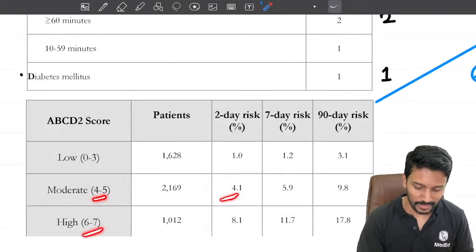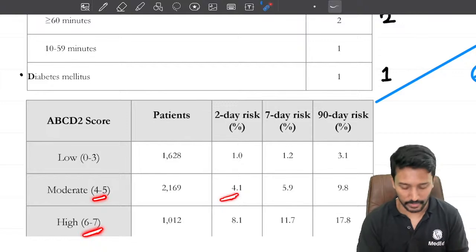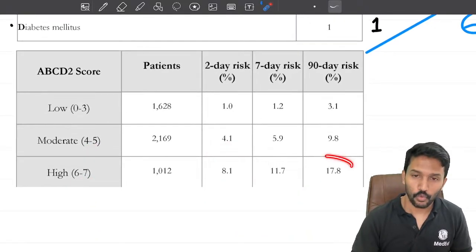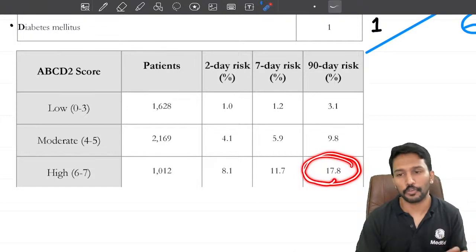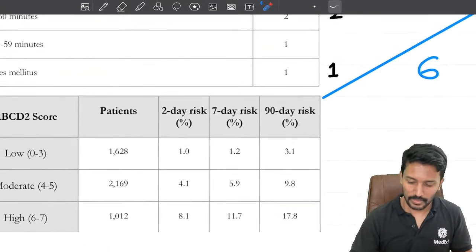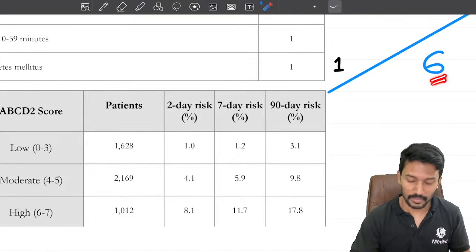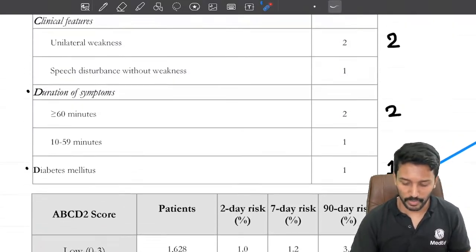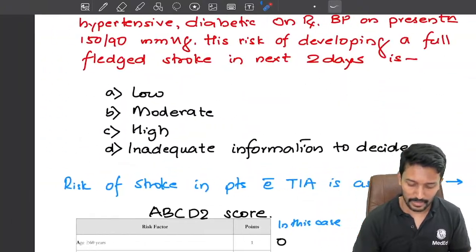And if the score is more than or equal to 6, right, 6 to 7, then the stroke risk is high. Almost close to 20% of these patients will suffer a full-fledged stroke in the next 3 months. So in this case, the score is 6. That means it is a case of high risk stroke, with a high risk of stroke in the next 2 days, 7 days and 90 days.